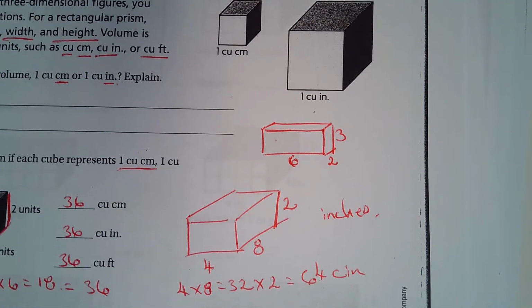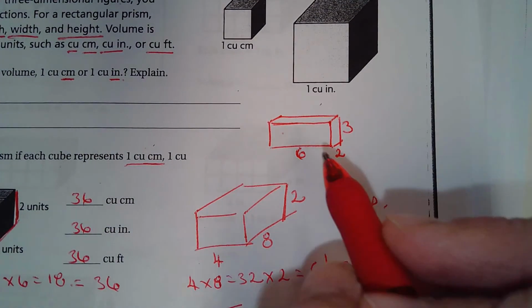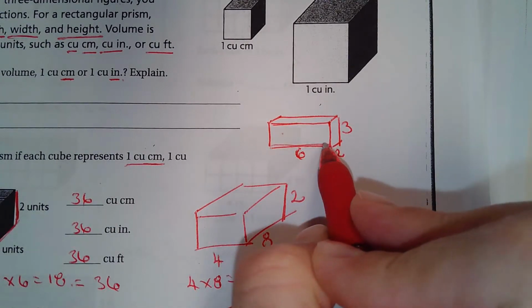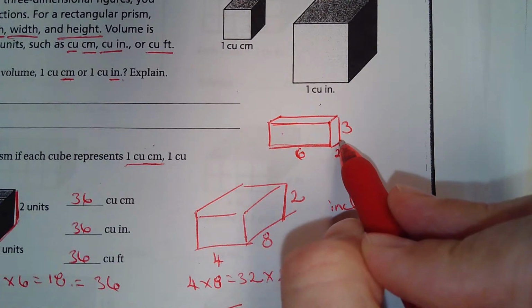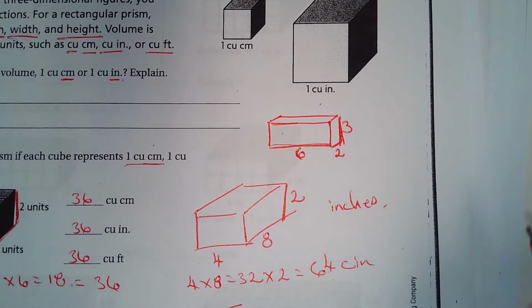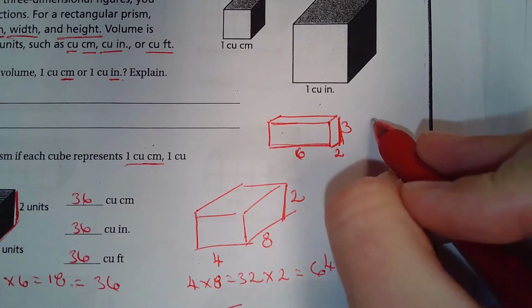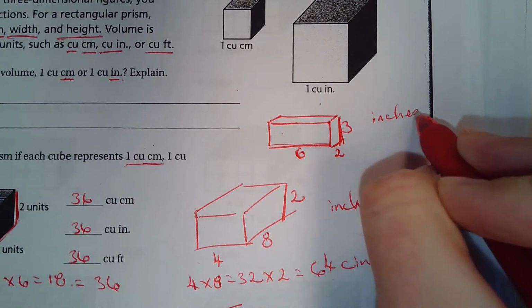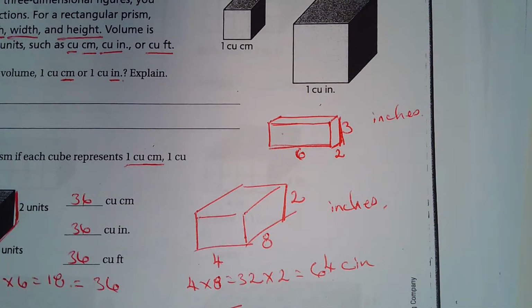Okay. The length is 6. The width is 2. The height is 3. Is it inches, feet? Let's just stay with inches. You tell me. Okay. Everybody do that one.